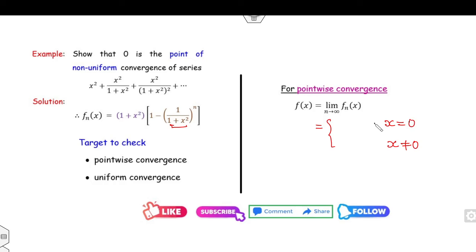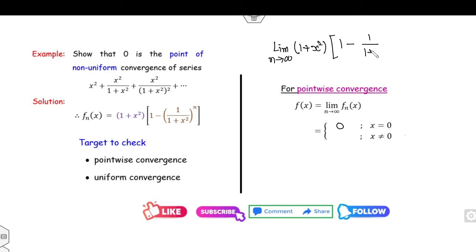What will happen if x is equal to 0? Your Fn(x) will be 1 minus 1, that is 0. So this answer is 0. And if x is non-zero, then what is the limit? Limit n approaches infinity of (1 plus x square) into (1 over 1 plus x square) raised to power n. Now since my limit is with respect to n, 1 plus x square is outside. What is this limit?